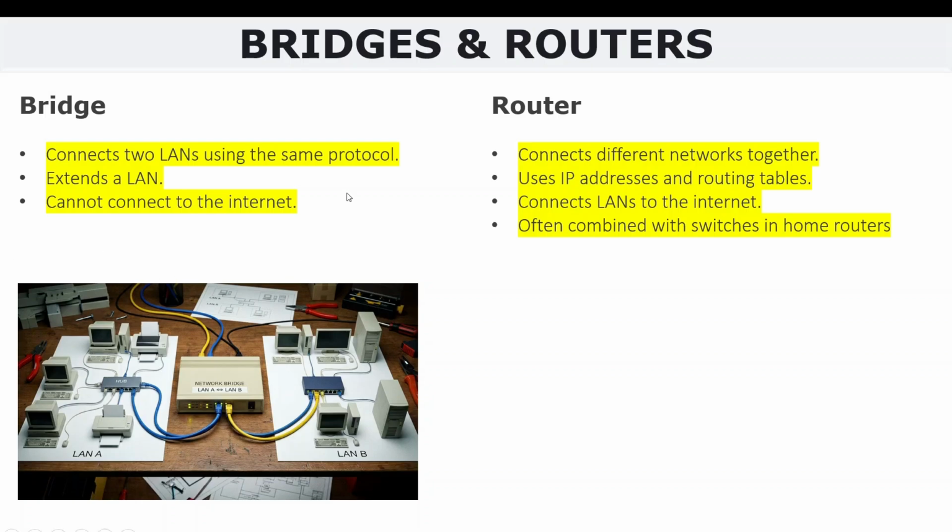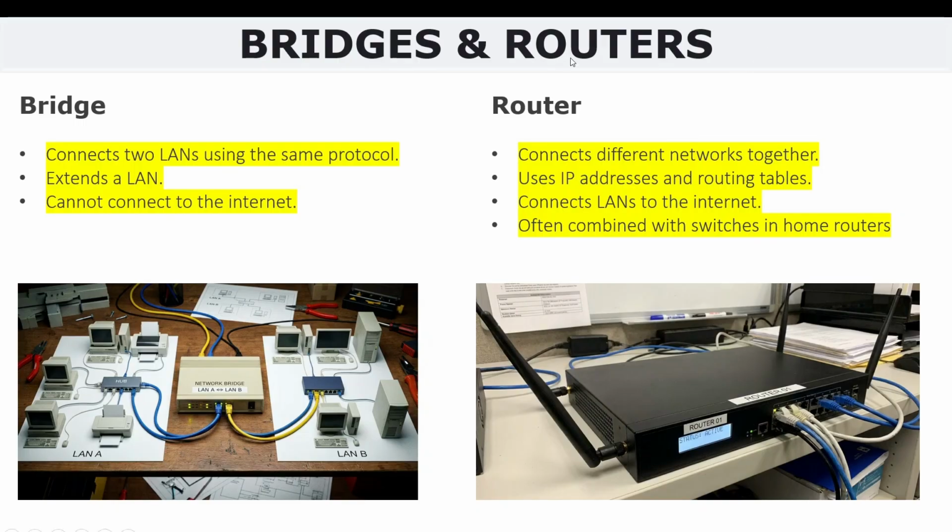And the only point is that this cannot be connected onto the internet, right? Or it's not connected to the internet. The bridge is not used to connect these local area networks to the internet. The router, on the other hand, plays a similar role, connecting different networks together, like we've seen, but it makes use of IP addresses and a routing table. And then again, it connects the local area network to the internet, and it often does this work using switches, right? So that's the difference between a router and a bridge.